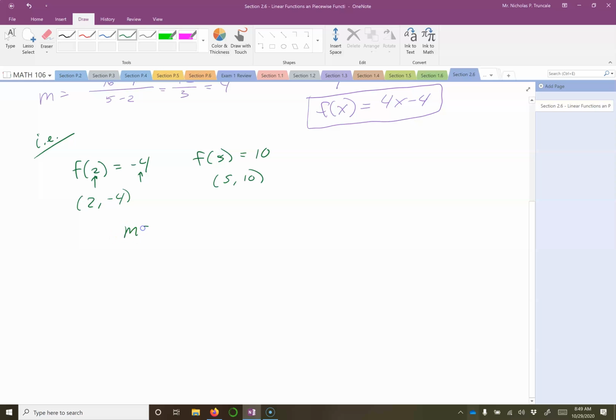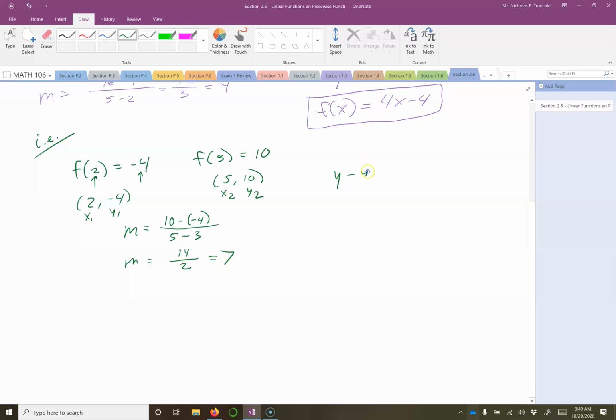First thing we need to do is find the slope. So I'm going to call this x1, y1, and then x2, y2, just in case you need to label them. So we're going to do y2 minus y1, so 10 minus a negative 4, and then x2 minus x1 is 5 minus 2. Okay, so we have m over, what do we have here? That's 14 over 2. Oh, look at that. So we get a 7. Wonderful.